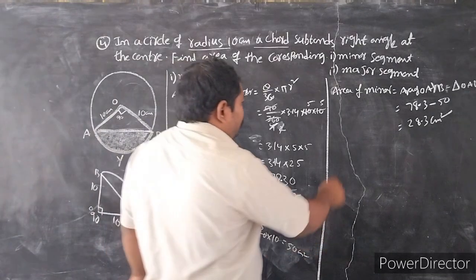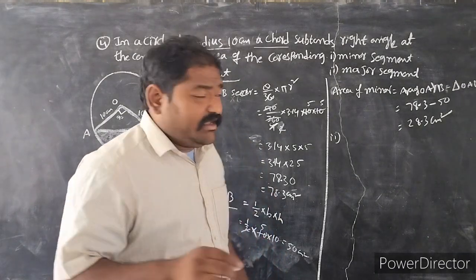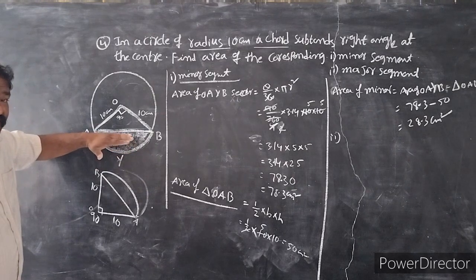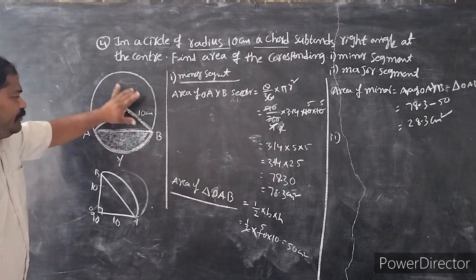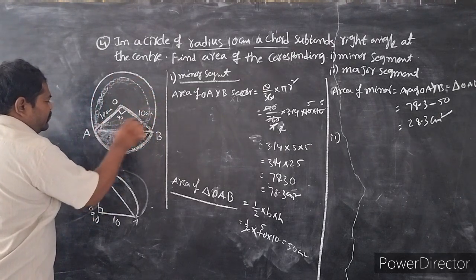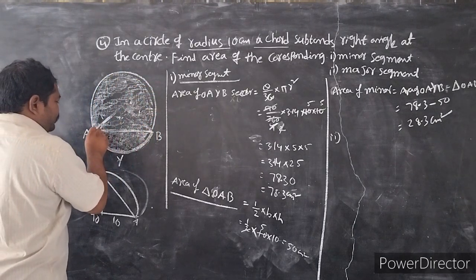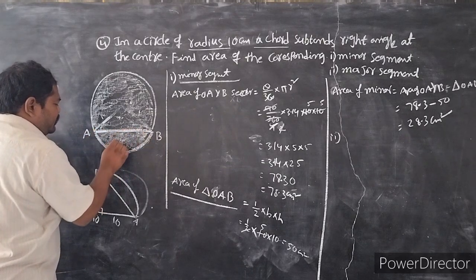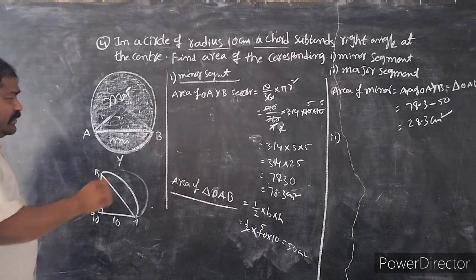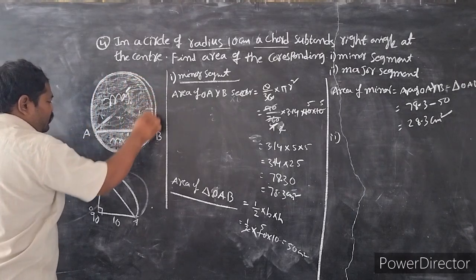Next, now we have to calculate the second one, the area of the major segment. This is a chord AB, this is the area of the minor segment, and this total is the area of the major segment, including the triangle also. The part below AB is the minor segment. This is the major segment. If we subtract the area of the minor segment from the area of the total circle, we will get the major segment area.